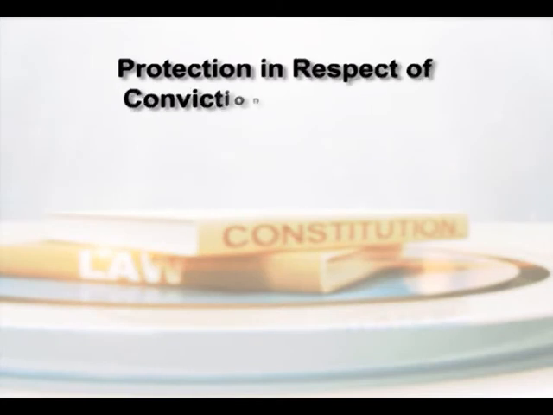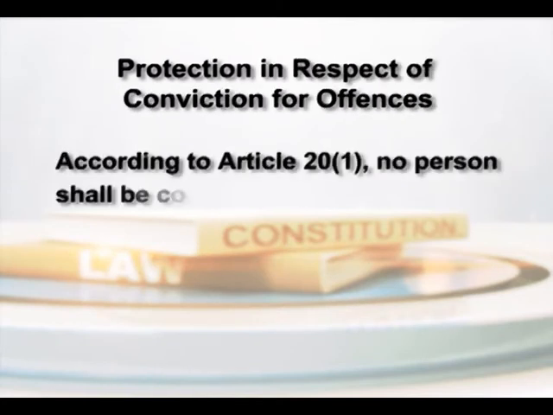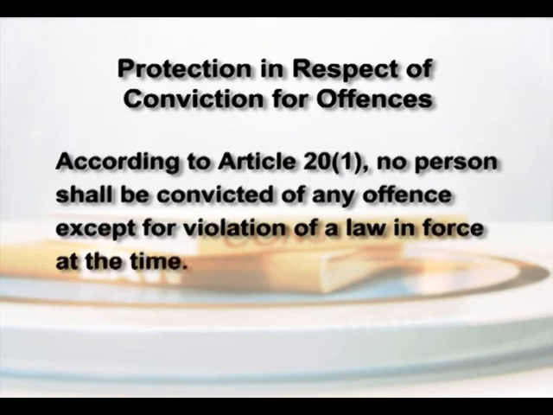Protection in respect of conviction for offences. According to Article 20, no one can be punished more than what the law of the land prescribes at that time. It is based on the principle that no criminal law can be made with retrospective effect. Thus, for an act to become an offence, the essential condition is that it should have been an offence in violation of a law remaining effective at the time of committing the said offence.